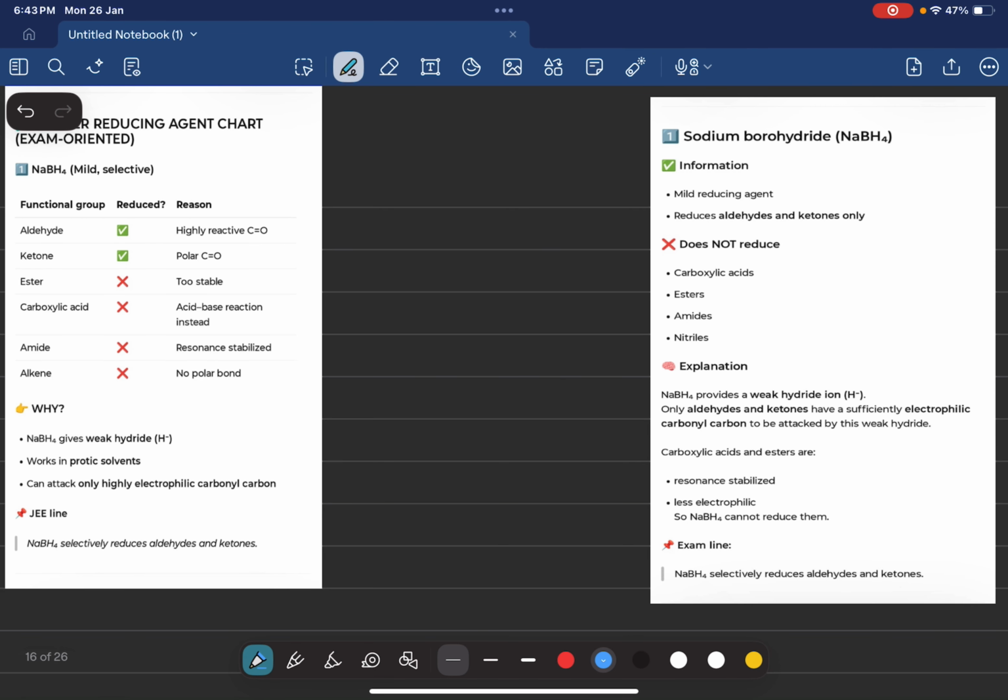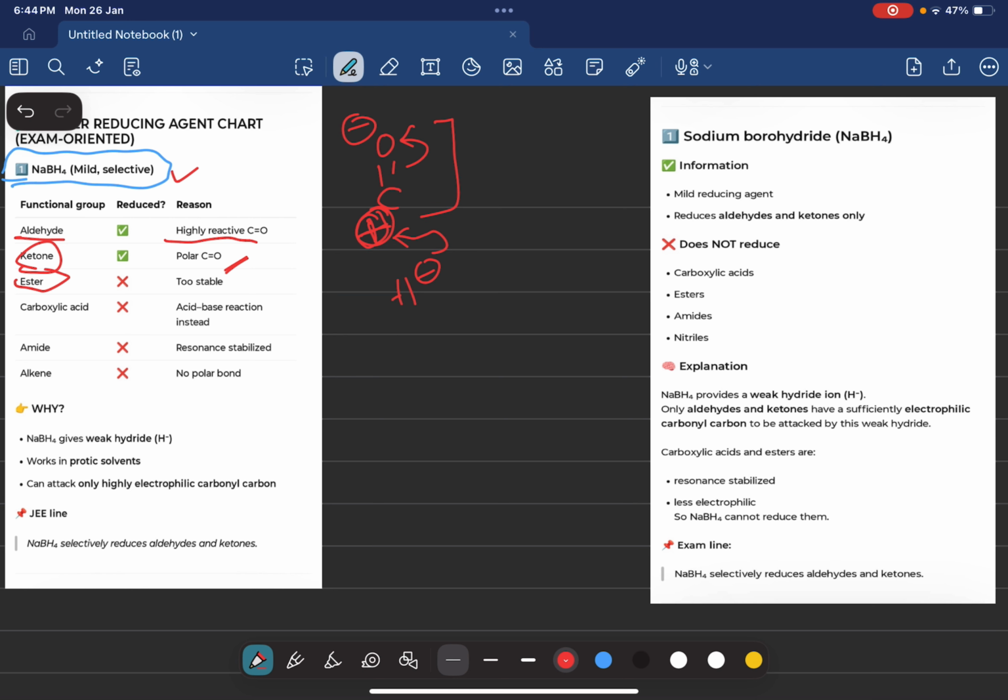Coming to the first reducing agent, NaBH4, which means sodium borohydride. This can reduce aldehydes and ketones, because in the aldehyde and ketone case, the C=O double bond easily breaks and gets positive and negative charges for a longer time. The reason is the electronegativity difference between carbon and oxygen, so the electrophilicity of carbon, meaning the positive charge over the carbon, stays for a longer time. So even weak hydride donors can reduce aldehydes and ketones.